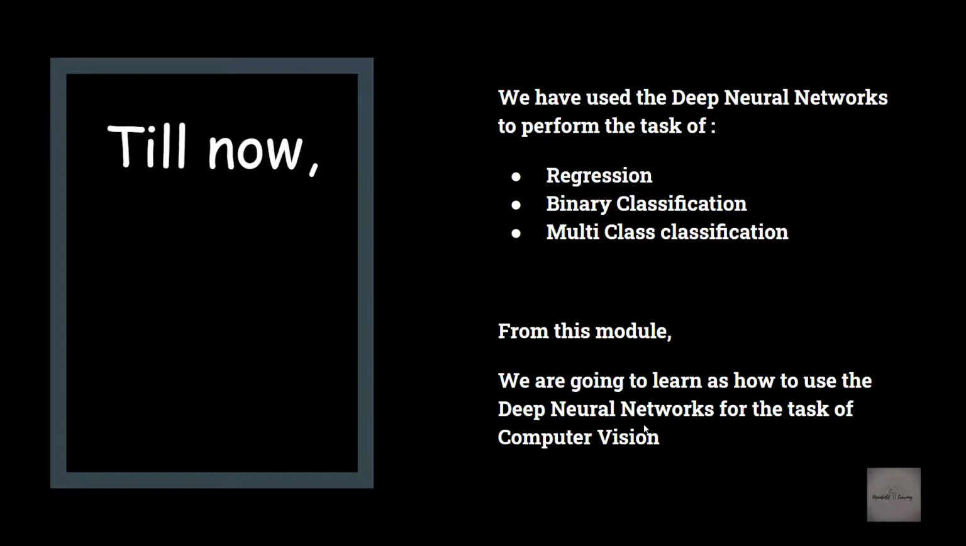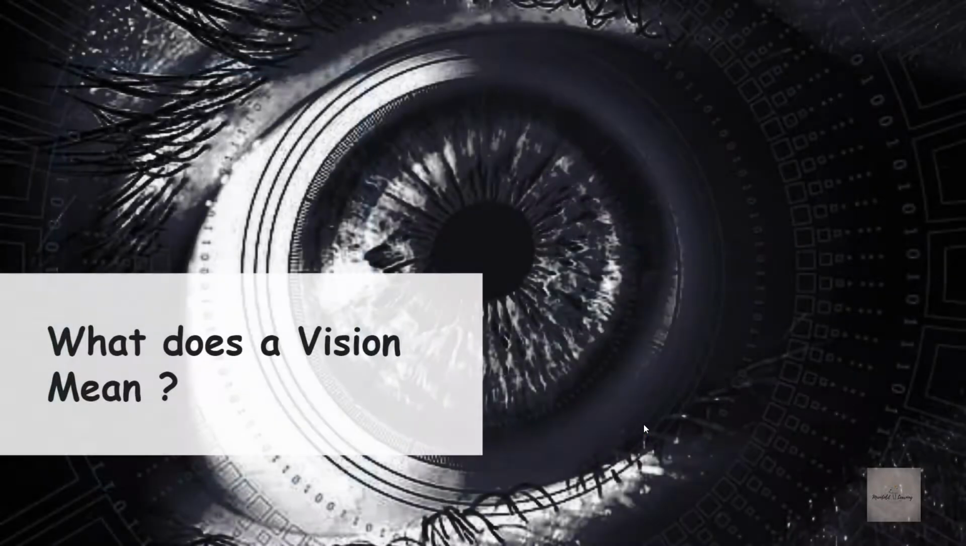In this section, we are going to learn how to perform the task of computer vision using convolution neural networks. So let's start by understanding the term computer vision. First, let's take this term, vision. The question is, what is vision? Yes, the question is simple. What is vision? The answer is also very simple. Vision means the ability to see. So, in a simple sense, computer vision means giving computers the ability to see.